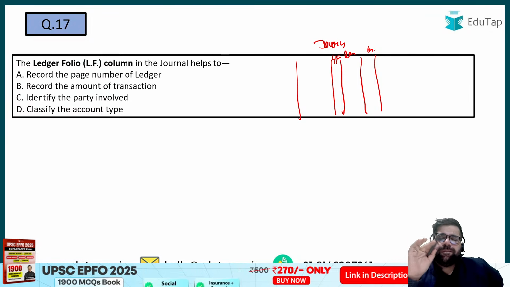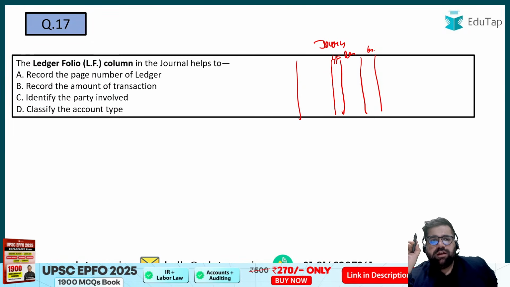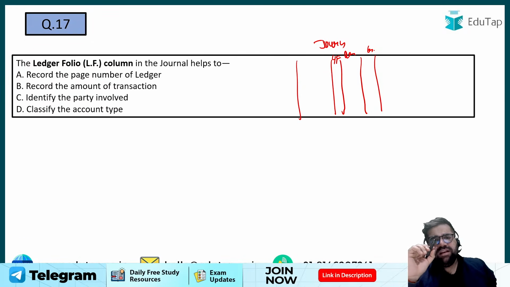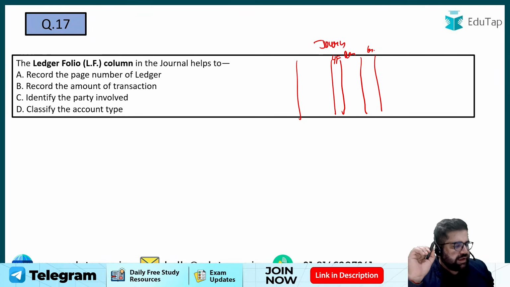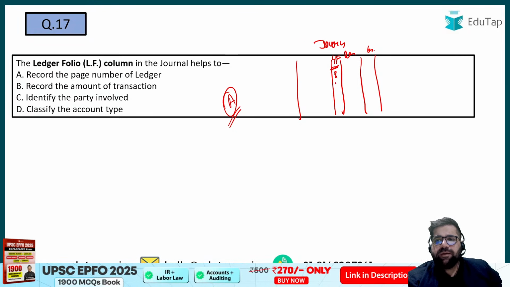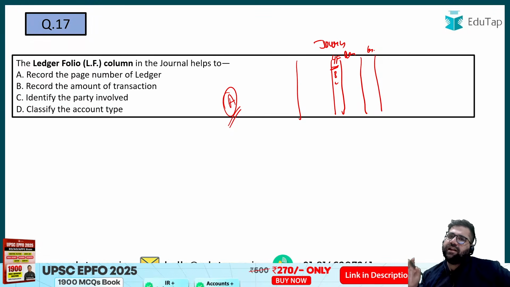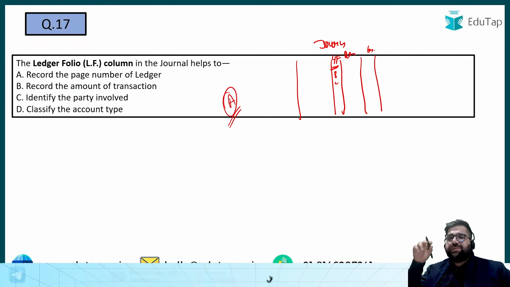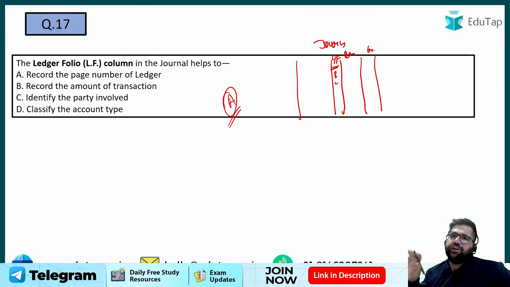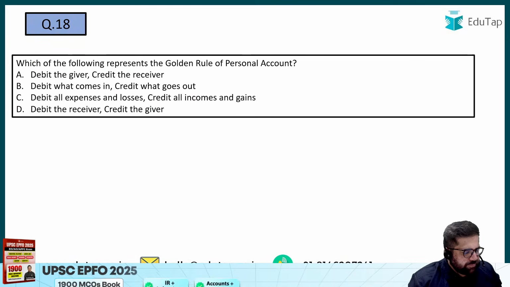And the ledger folio will appear in the journal. Tell me: record of page number of ledger, record of the amount of transaction, identify the party involved, classify the account type. Yes, the answer will be option number A, because in your ledger folio you write all the numbers, right? So basically if you are writing 8, 8 will depict that this journal entry has been posted in the ledger on page number 8 of the ledger, right? Very good. The correct answer will be option number A. Next question, question number 18.